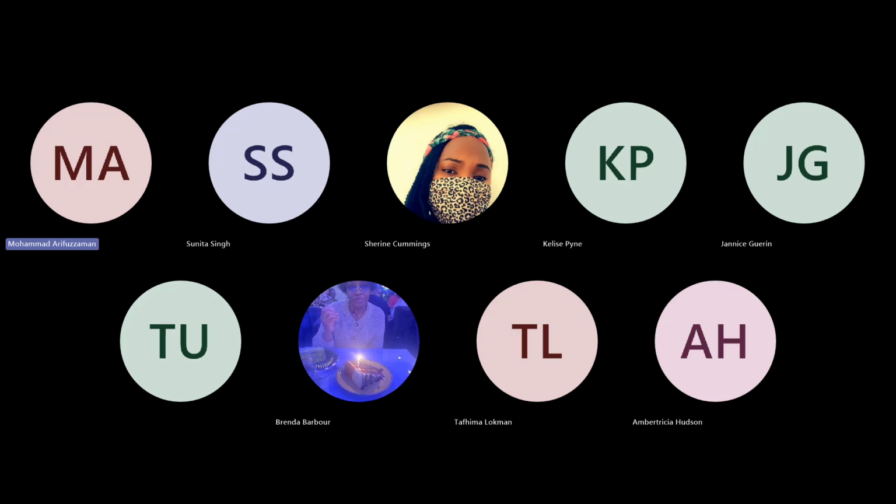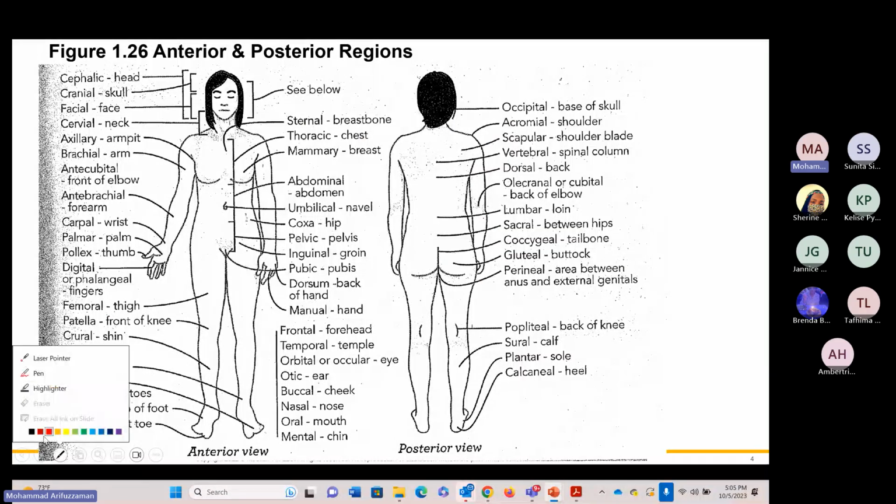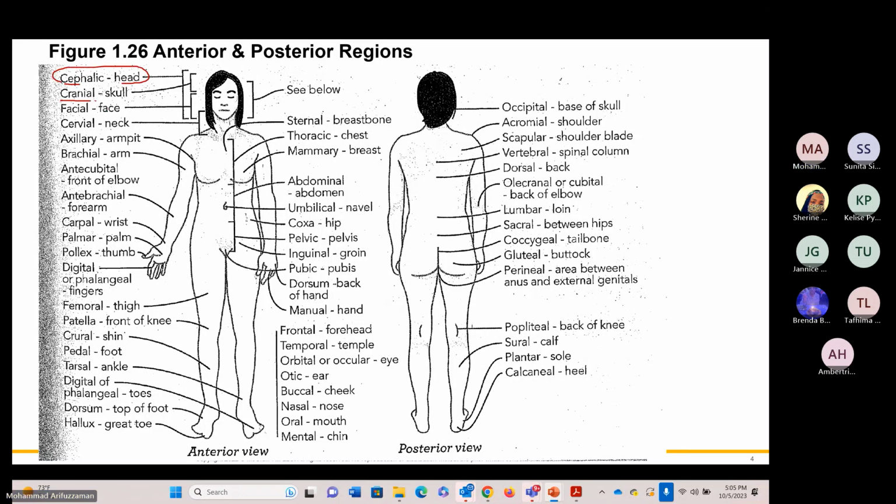This chapter, Science chapter 1.1, is important because you'll find different directional terms. Cephalic is called the head; cephalo means head. Cranial is the skull. So these synonyms are very important.